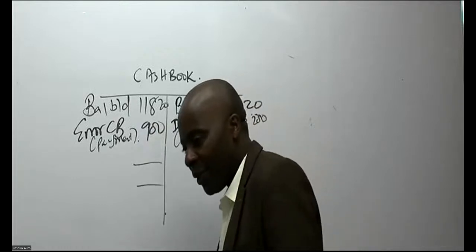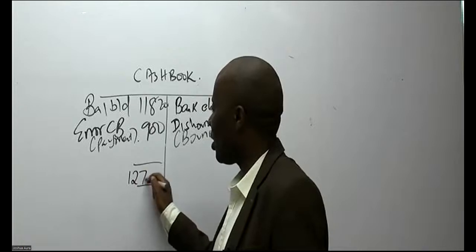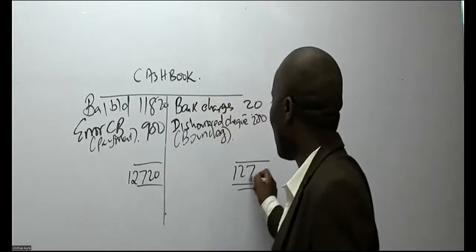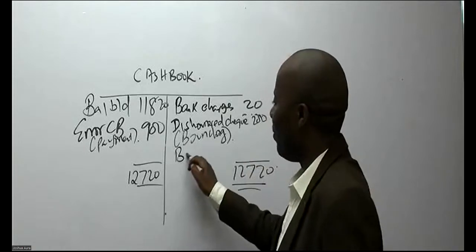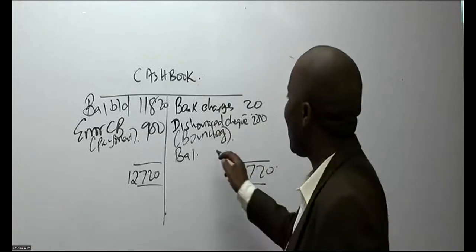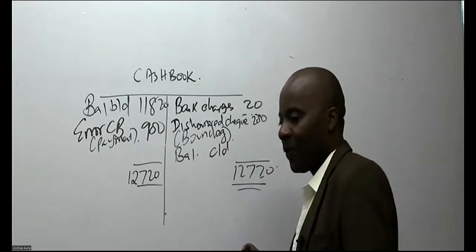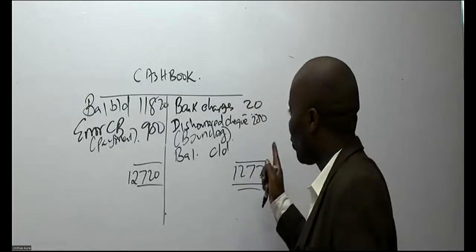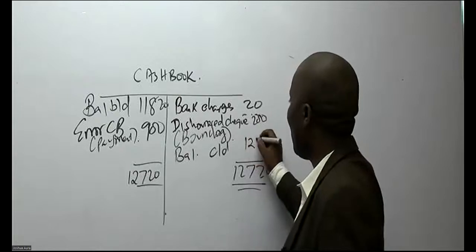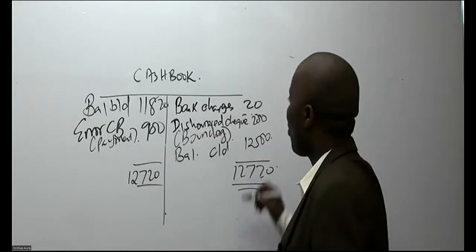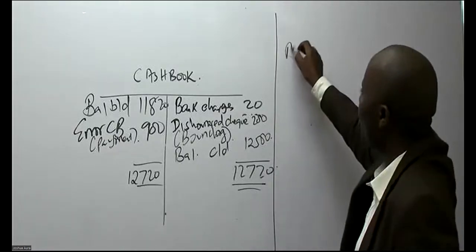What are we getting? 12,720. So this has to be 12,720. Now, if this side is heavier, the balancing figure, the balance carried down, will be 12,720 minus 200 minus 20, which gives me 12,500. Ladies and gentlemen, after that, go ahead and give us what we call a bank reconciliation statement.